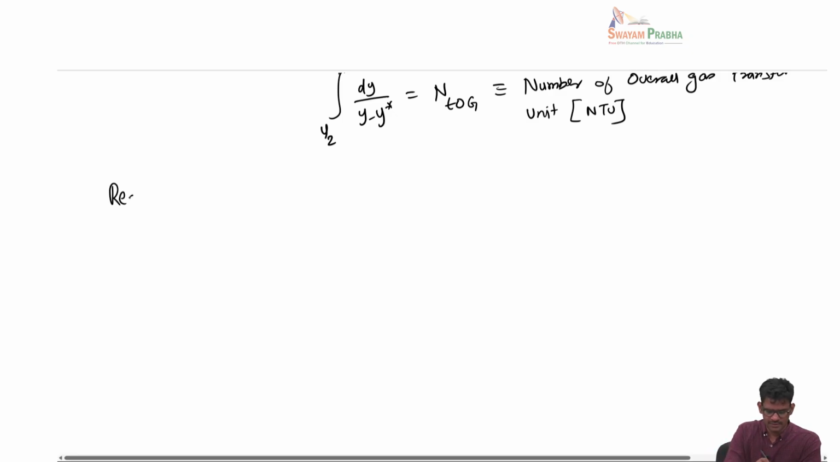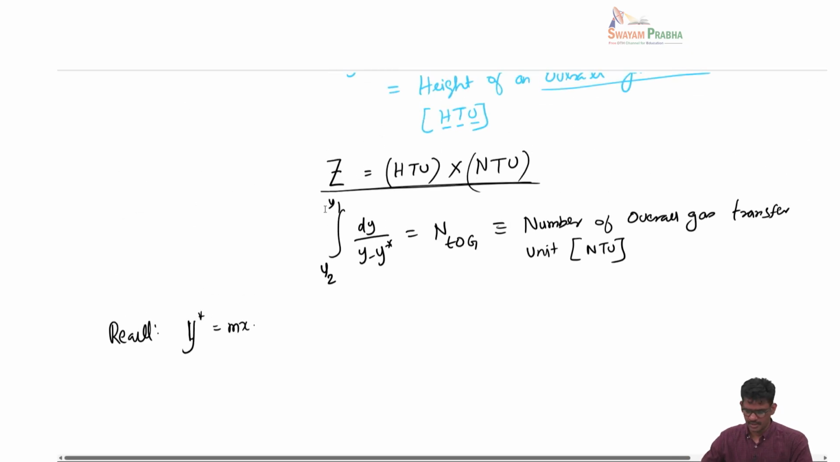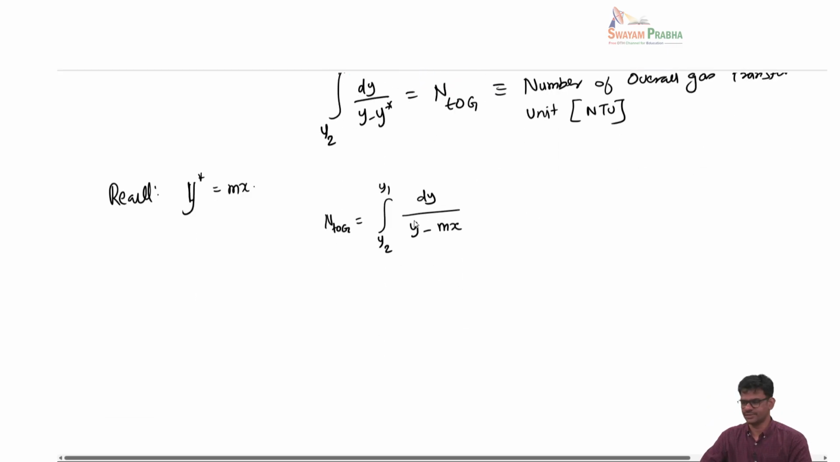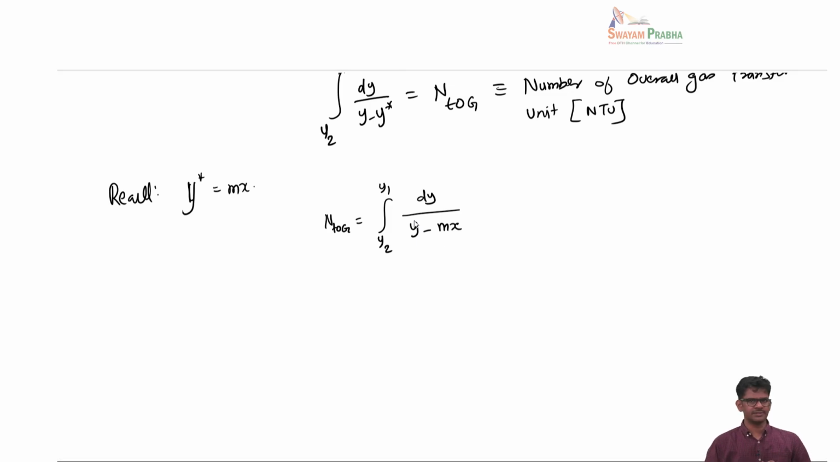So we'll recall this. Henry's law is given as Y star is equal to mx. So I can substitute Y star equal to mx, but then x is another unknown variable. So how do I get x? So NTOG is integral y2 to y1 dy by y minus y star, and instead of y star I can substitute mx. Now how do I deal with this? I have two variables, y and x. So how can I deal with this situation?